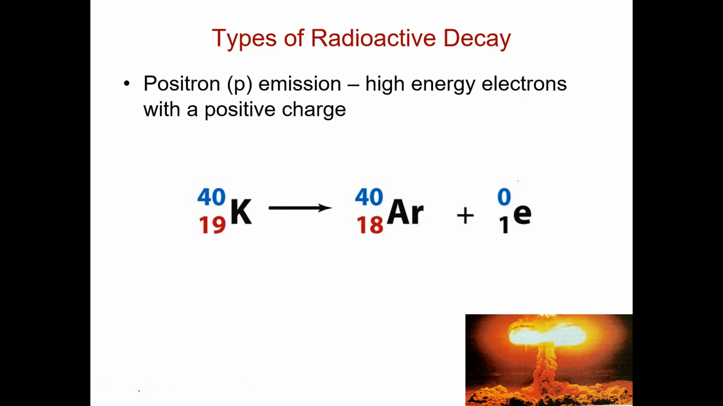We also have positron emission. A positron is a high-energy electron that has a positive charge on it. So instead of a negative one, we have a positive one since this is a positron. So for example, if we have potassium, which has an atomic number of 19, 19 minus 1 would give us an atomic number of 18, and the mass number does not change. The element that has an atomic number of 18 is argon.